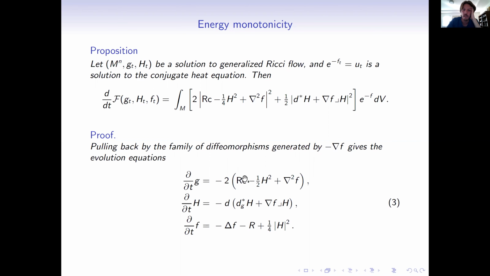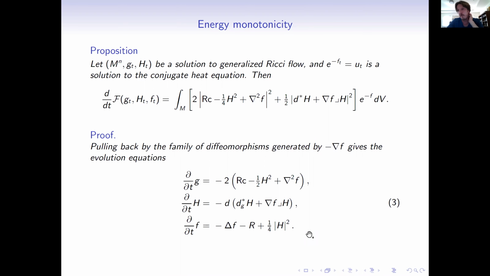So you get this gauge fixed generalized Ricci flow, which here I wrote at the level of h for some reason. And then f. I didn't write down the evolution of f before, just u, but it's easy to derive the evolution of f based on this relationship, e to the minus f equals u. And when you pull it back by the relevant diffeomorphisms, this is the equation you get. So df/dt is minus Laplace f minus R plus 1/4 norm H squared.